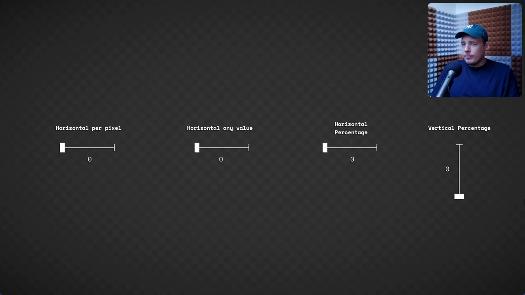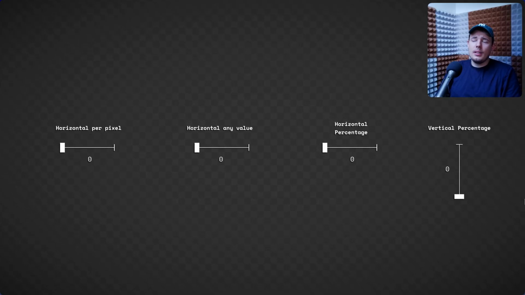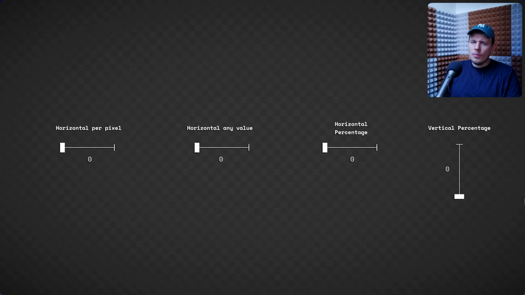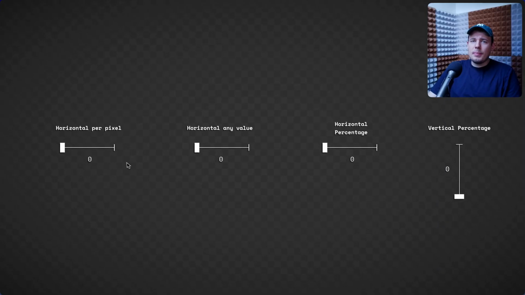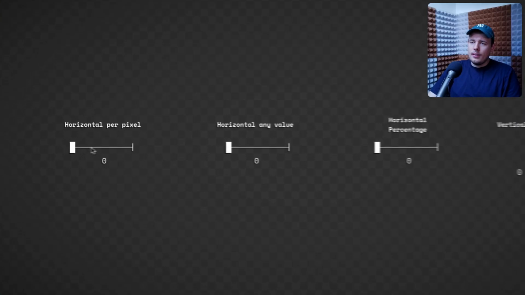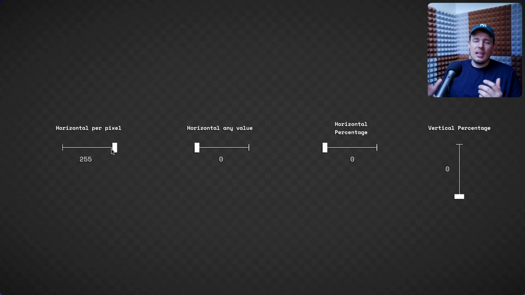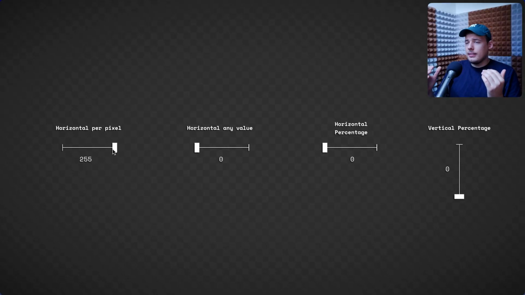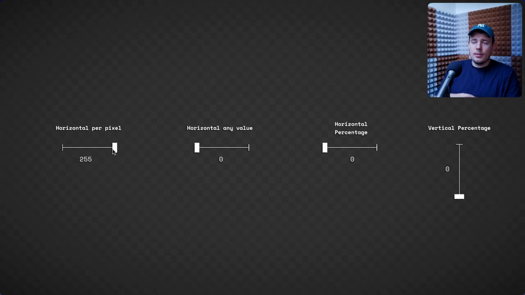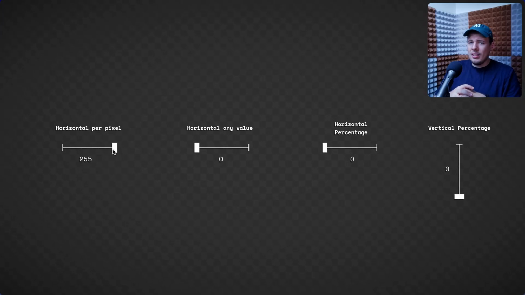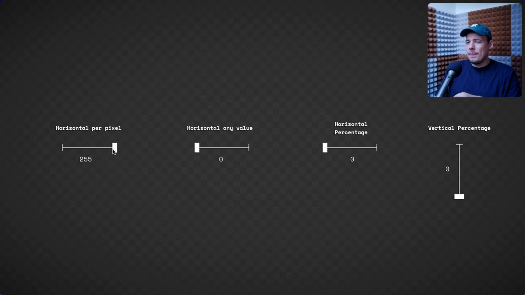So let's start. As you can see, we have four types of sliders. Let's start from the first one. First type of slider is the per pixel slider. It's based on the width of the slider sprite. So if the slider is, for example, 255 pixels wide, that's the limit of the slider in units.